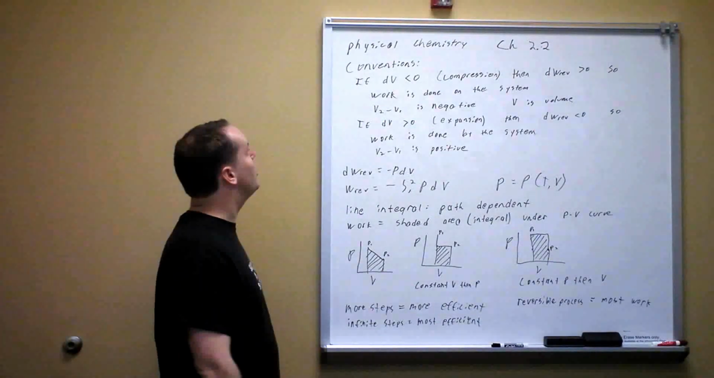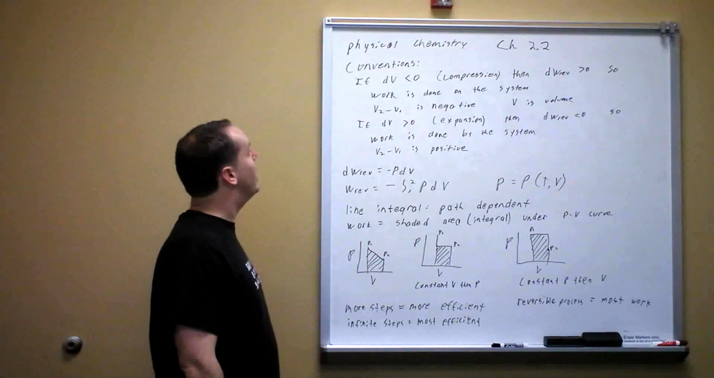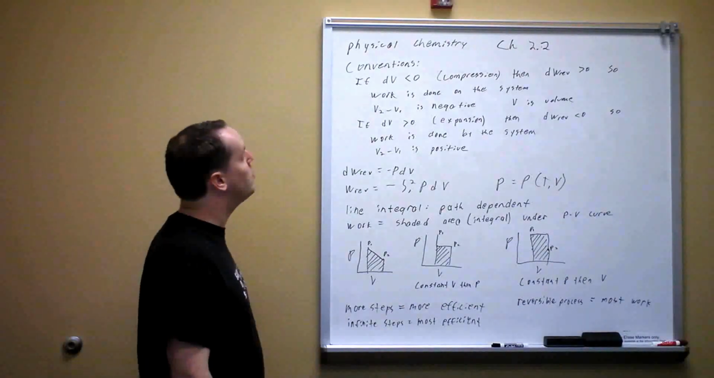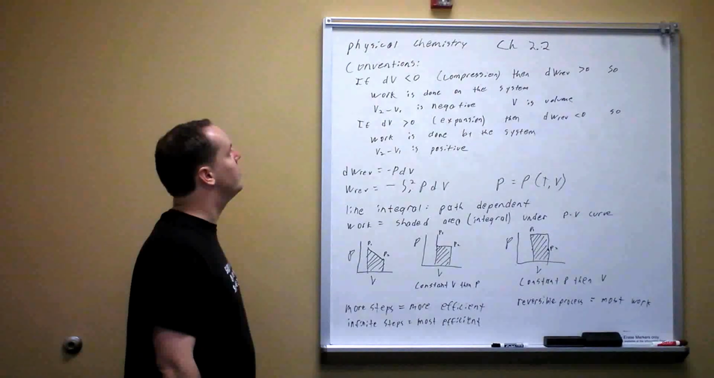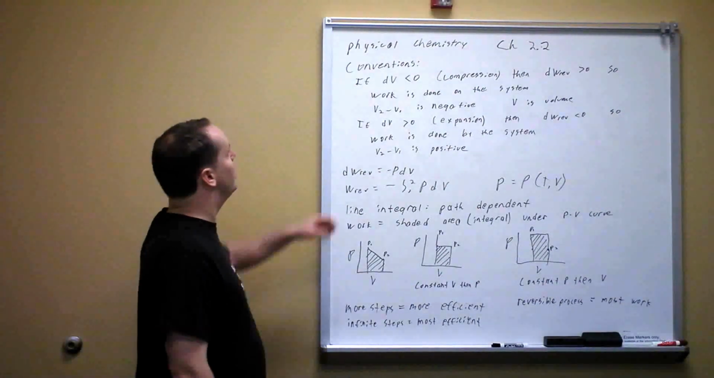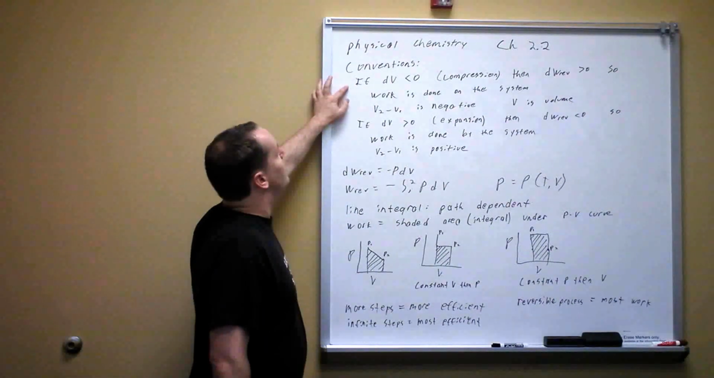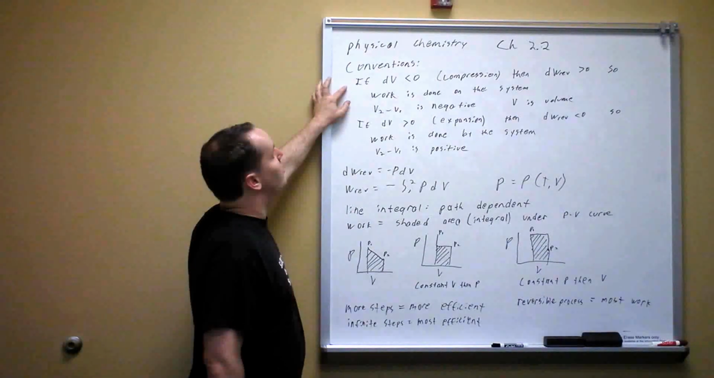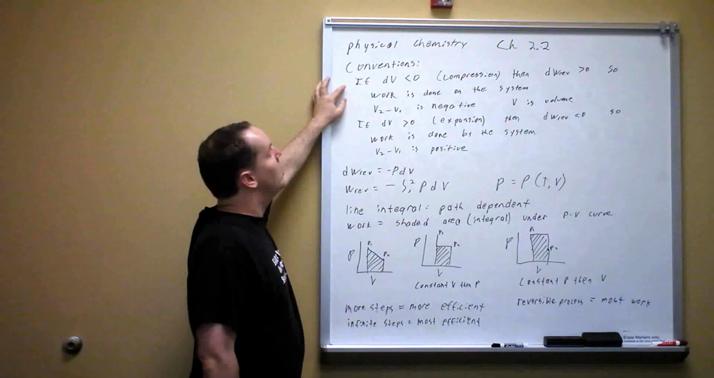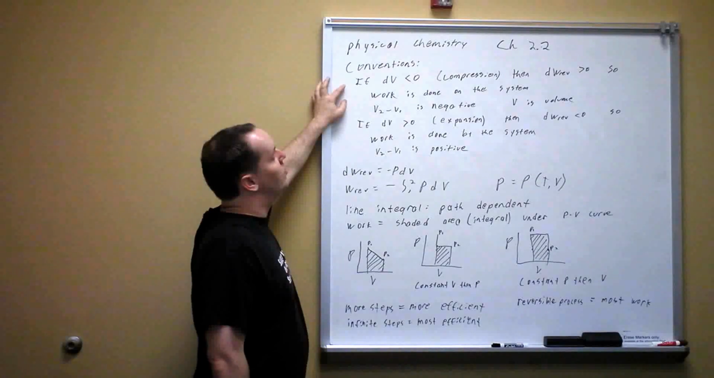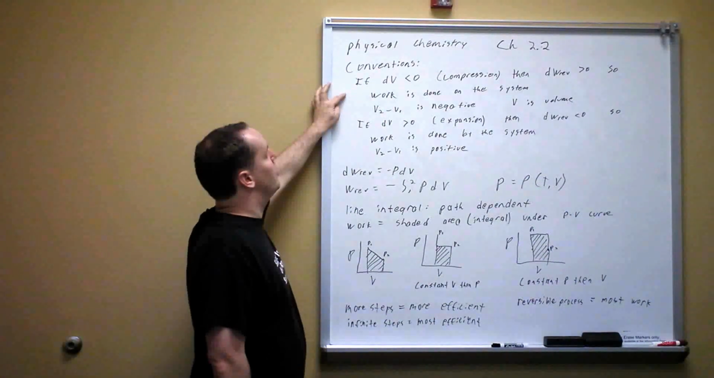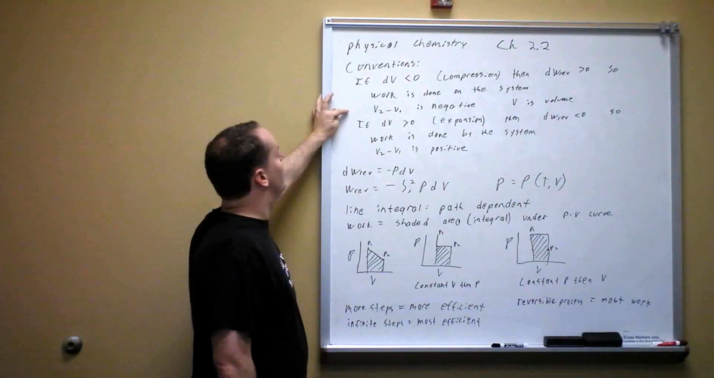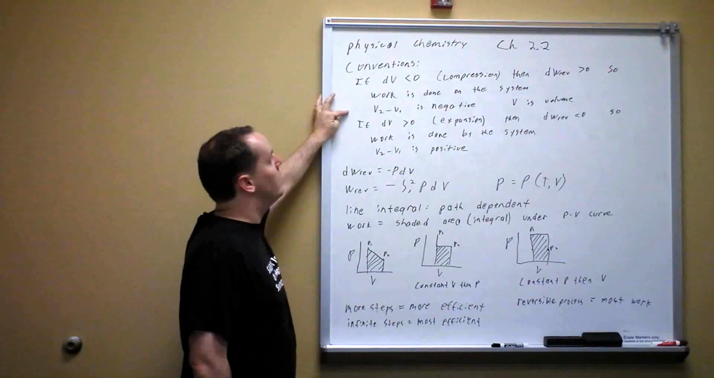Continuing on chapter 2.2 of physical chemistry, we talked last time about our convention of work and how positive work increases energy in the system, negative work decreases energy in the system. Along the same lines, if the differential of V for volume is less than 0, we're compressing the system. Therefore, differential of W, work, reversible, is greater than 0, which means we're doing work on the system. Therefore, volume 2 minus volume 1 is negative.